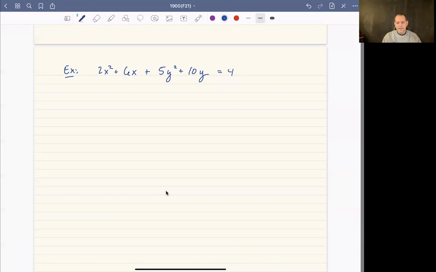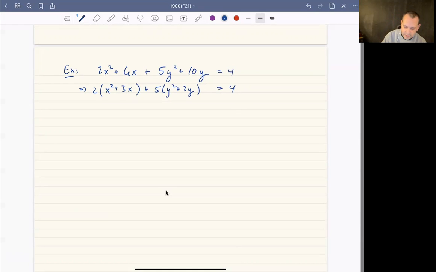If I were to take something like this, it's not clear anymore that this is even an ellipse, but what you would have to do is you would have to complete the square twice. And so what I'm going to do is I'm going to factor a 2 out of the x terms. So we'd have x squared plus 3x. And I'm going to factor a 5 out of the y terms. We'd have y squared plus 2y equals 4. And then there's kind of two ways that you can think about this, but I like to just complete the square under the parentheses, and then I'll deal with the other terms.